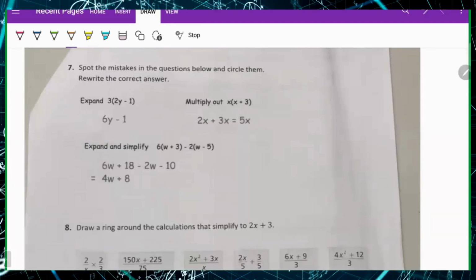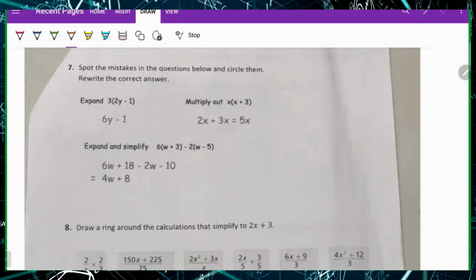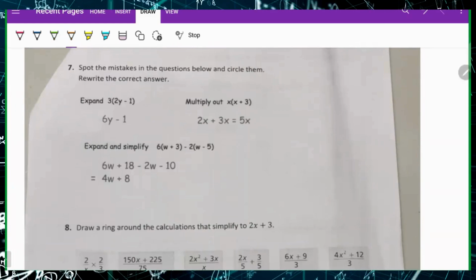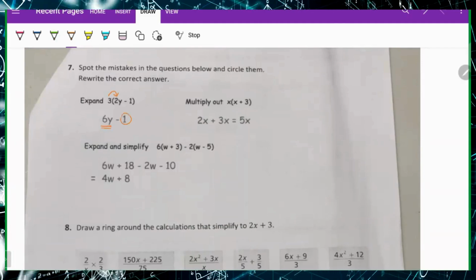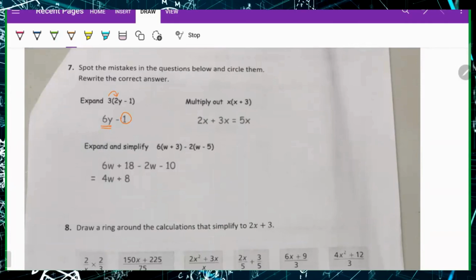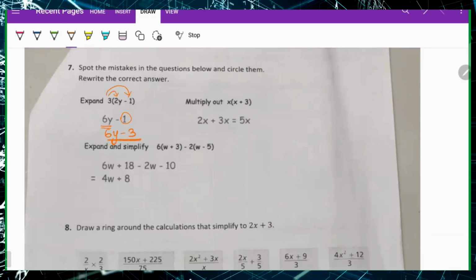It says spot the mistakes in the questions below, circle them and rewrite the correct answer. Now, you have to just expand this. So 3 into 2y gives you 6y, and they've written 1. So it should have been 3 into 1 as well, right? So it will be 6y minus 3.